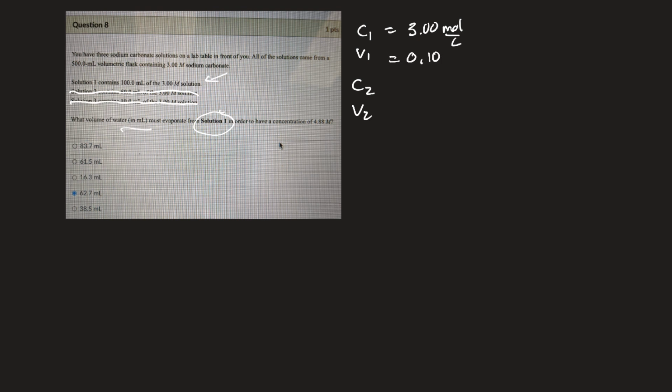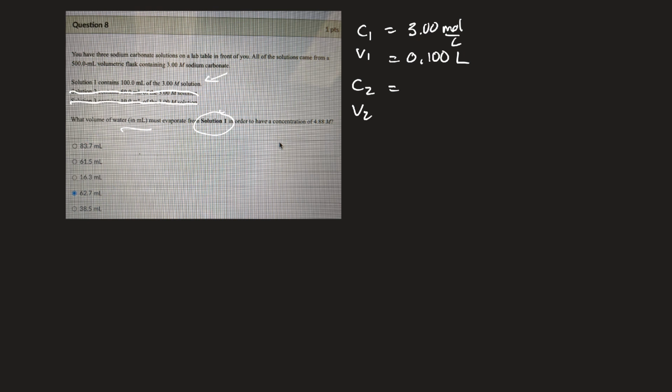Well, here's a nice question. The question says I've got 3 solutions, and then they said what volume in milliliters must evaporate from solution 1, so I don't have to worry anything about these. So they just want me to take solution 1. Let's write down concentration and volume. So concentration is 3.00 moles per liter, and the volume is 100 mL, so 0.100 liters.